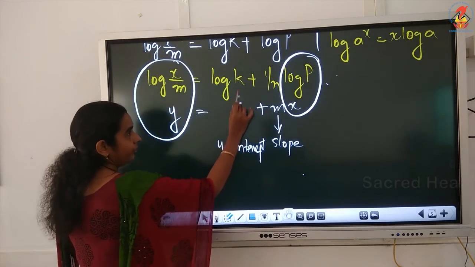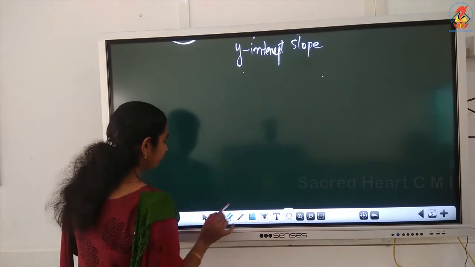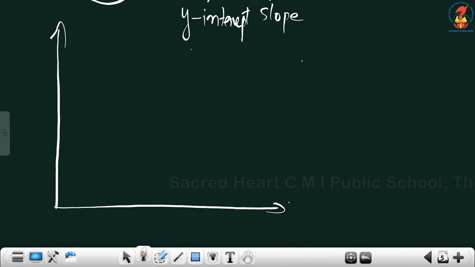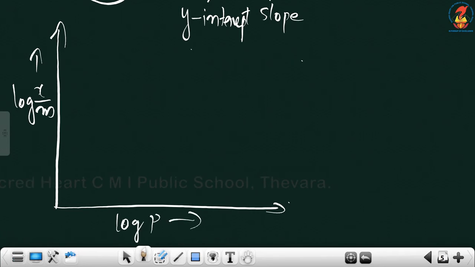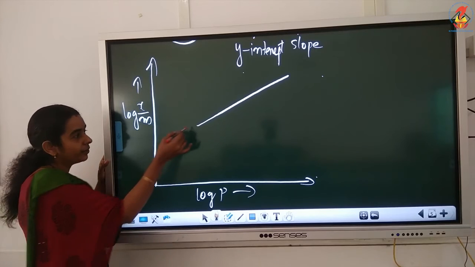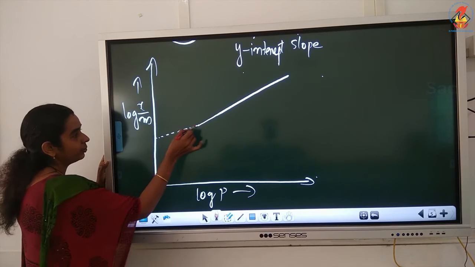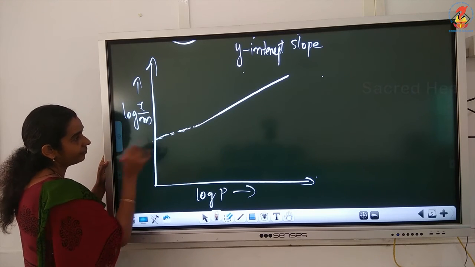So I am going to draw the graph. Hope it is clear to you. I am going to draw a graph by taking log x by m against the y-axis and log p against the x-axis. So we will be getting a straight line, and as we compared from this equation, how to find the y-intercept of this graph? Extrapolate this graph towards the y-axis. So this point, a straight line you have to draw, okay.